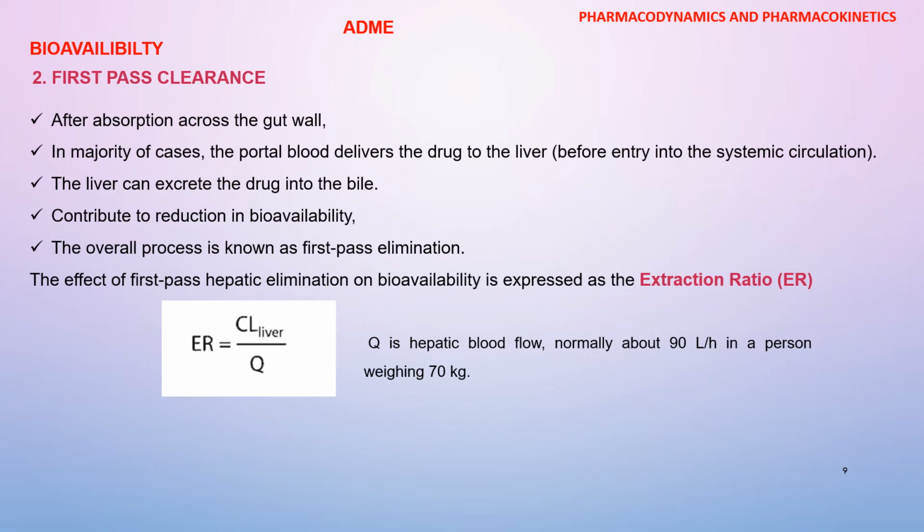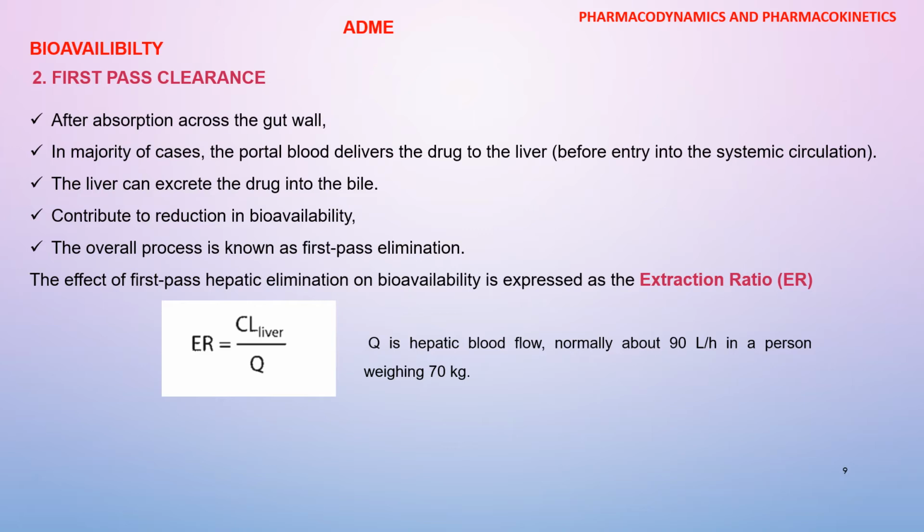First-pass clearance. The drug, after absorption across the gut wall, before getting into the systemic circulation, passes on to the liver. In the liver, in the majority of cases, some amount of the drug is excreted into the bile. This is known as first-pass clearance. Hence, for oral drugs, the bioavailability is always less than 100%, while for drugs administered through IV, the bioavailability is 100%.